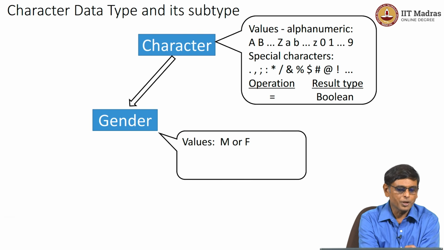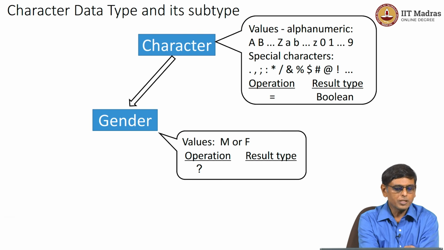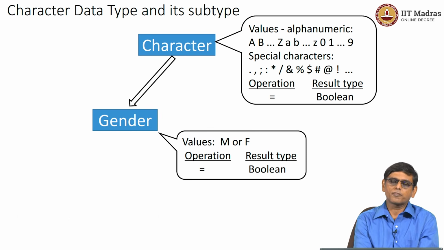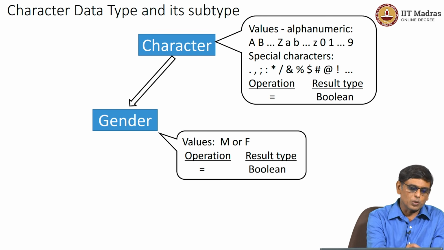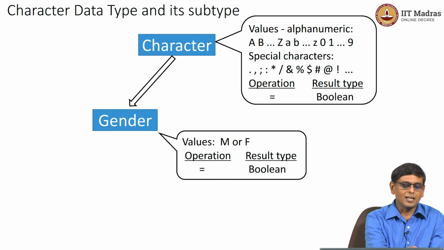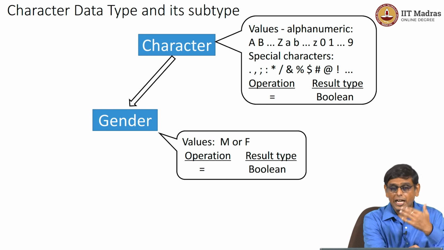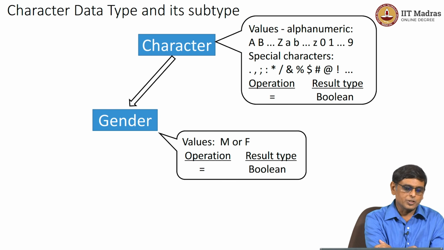In terms of operations, you could check whether the gender of the card is M or not, for example, is it a male or not? So you could use equal to, and we have used equal to check whether the card has a male M written on it or an F written on it. That is the operation that we can perform. The same equal to operation of character is what we say is inherited, or carries over to the subtype gender type.